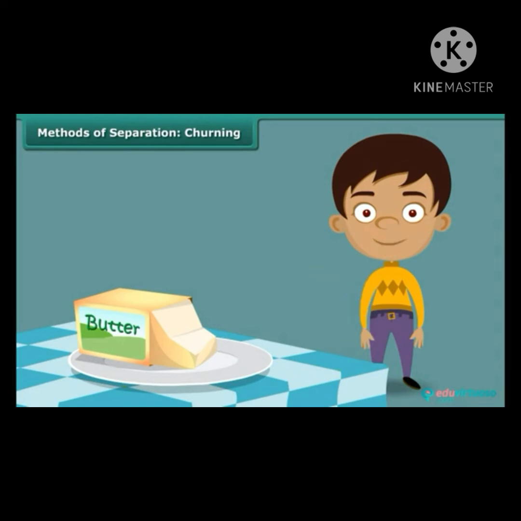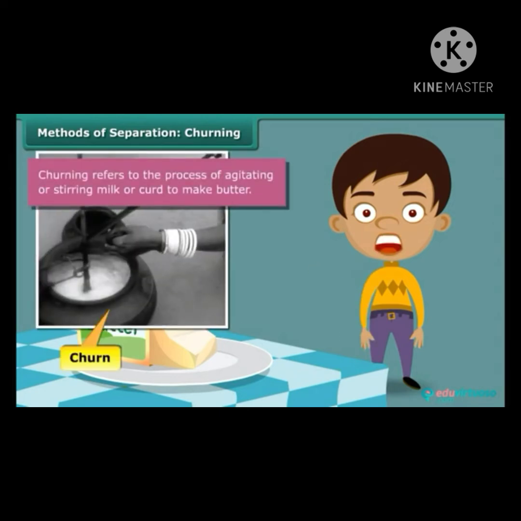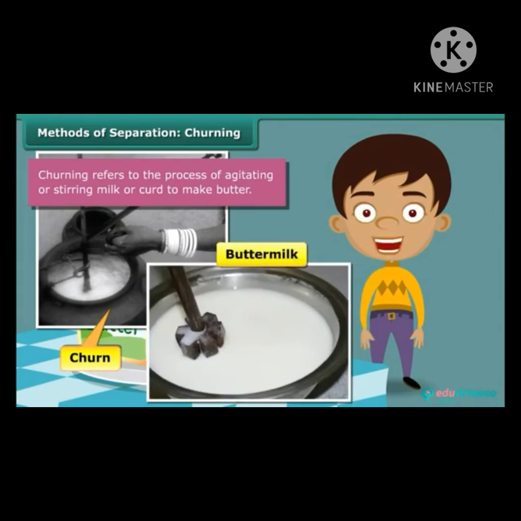This is butter. Do you know how butter is made? When milk is stirred vigorously in a churn, butter is obtained. What liquid remains behind? It's tasty, nutritious buttermilk. It's a refreshing summer drink. Do you see that two useful components emerge from a mixture when this method of separation is used?